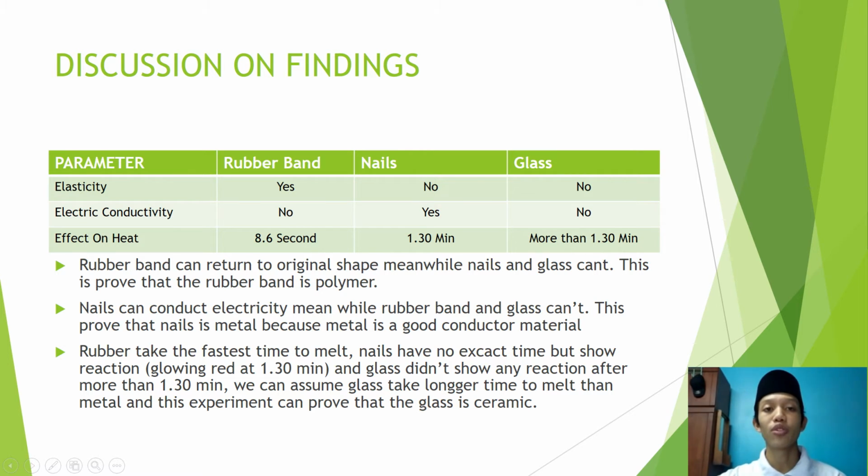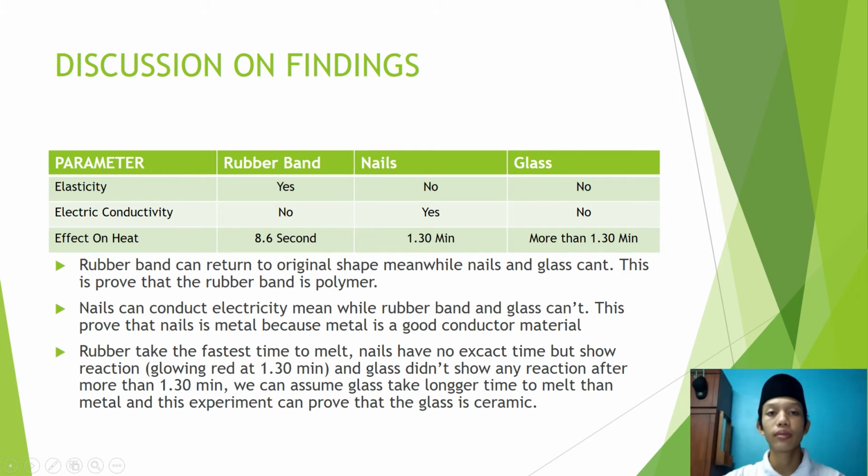This experiment proved that the nails are metal, but the glass and rubber band are not, because they have no conductivity and cannot transfer electricity. For the last one, the data shows that rubber takes the fastest time to melt among the other three items.